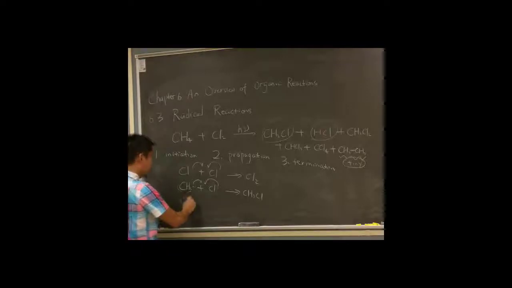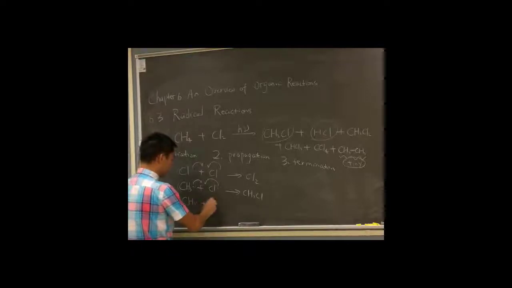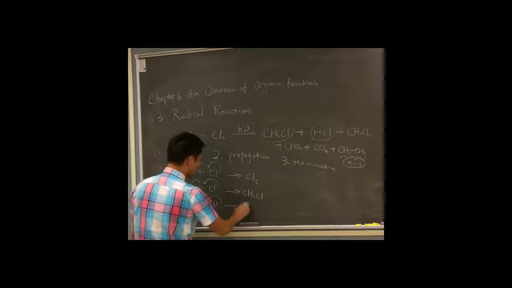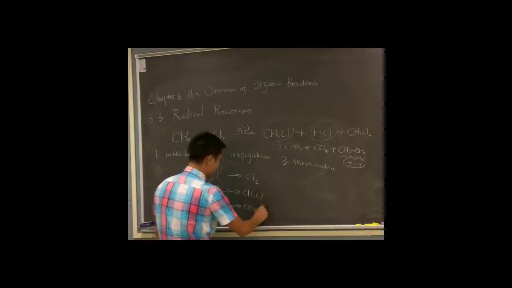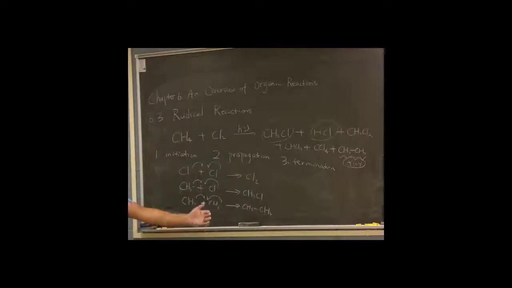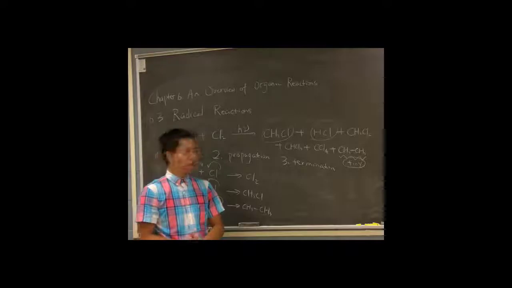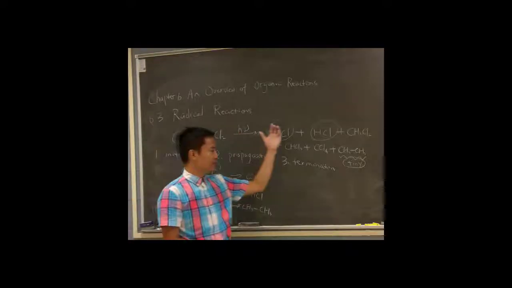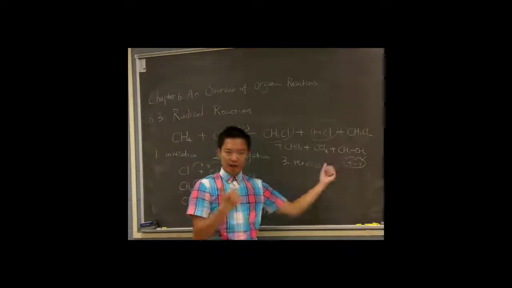How about if we have two methyl radicals? For the two methyl radicals, one gave out one electron, and the other gave out the second one. We will form a bond between two methyls. So in this particular case, we will form the ethane molecule. This is the explanation why we have ethane as one of our products.